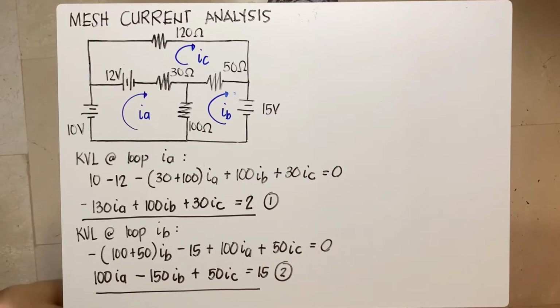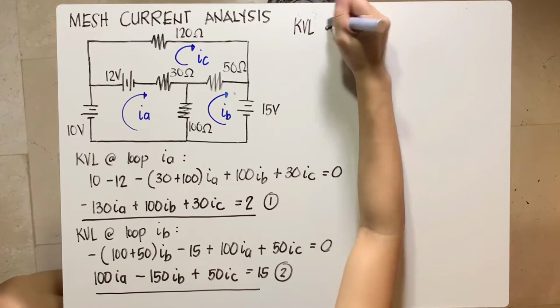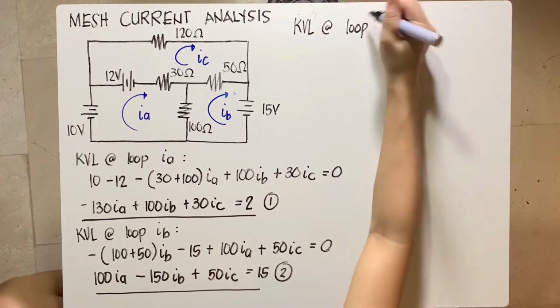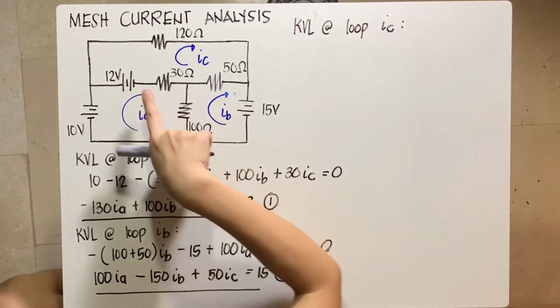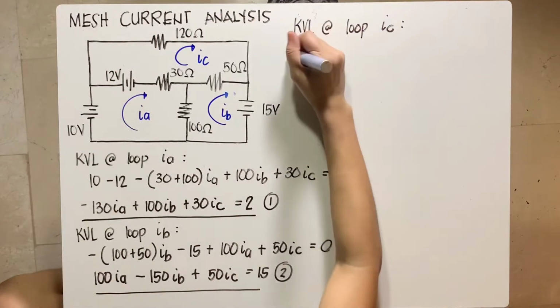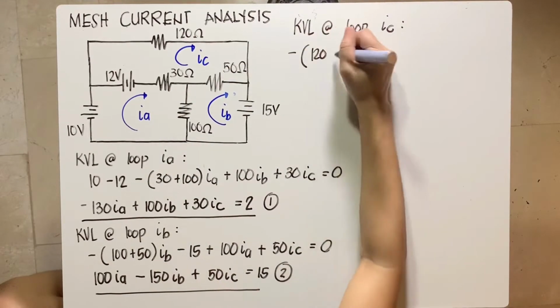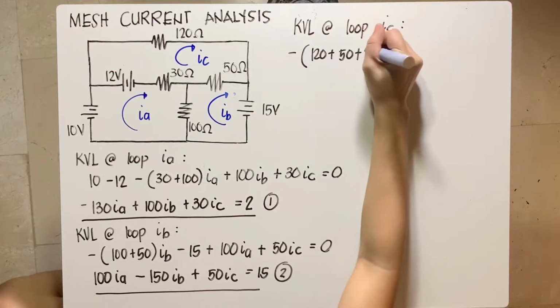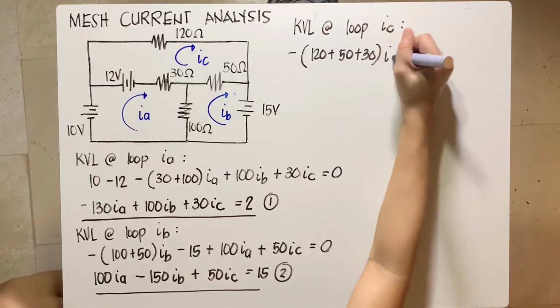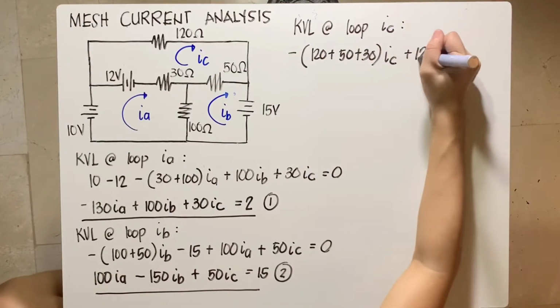Okay. The last equation will be your KVL at this loop, so I'm going to take KVL at loop IC. Where do you want to start? I can start with the resistances first, so negative first. The resistances inside: you have 120 plus 50 plus 30 multiplied by the mesh current inside. Entering negative, leaving positive 12.